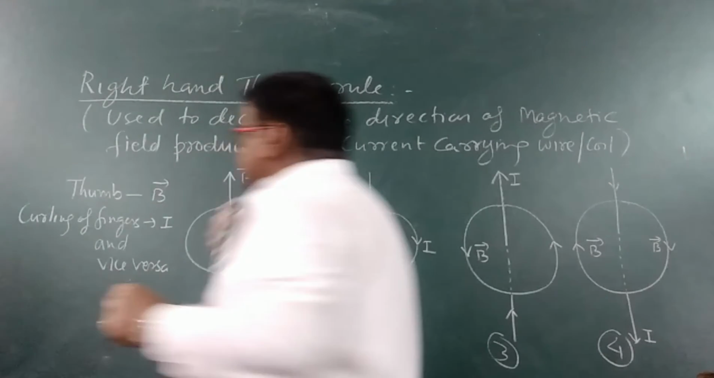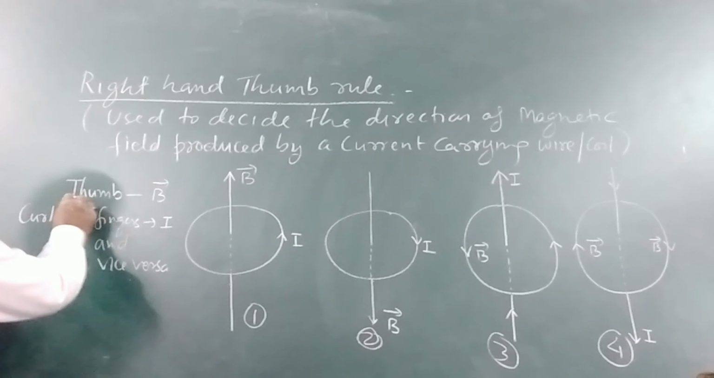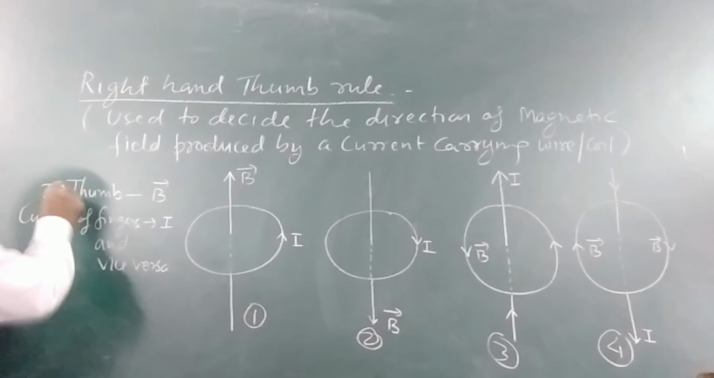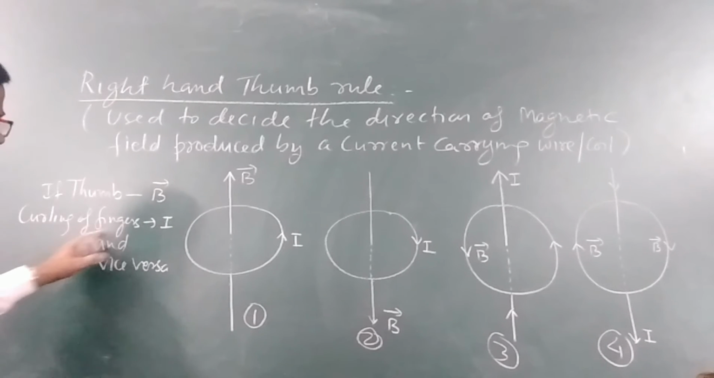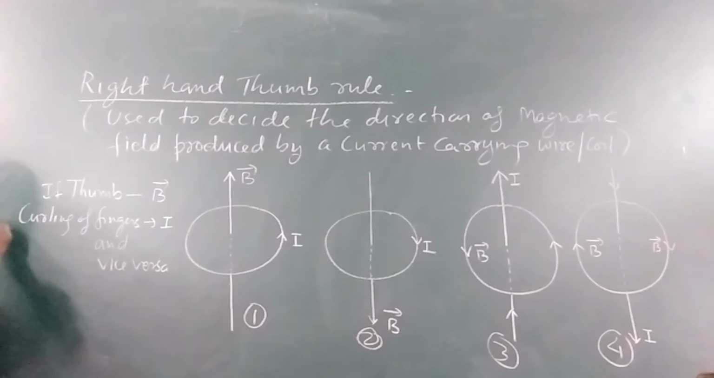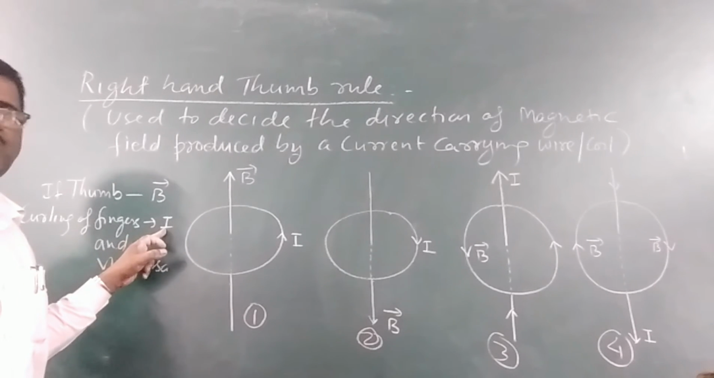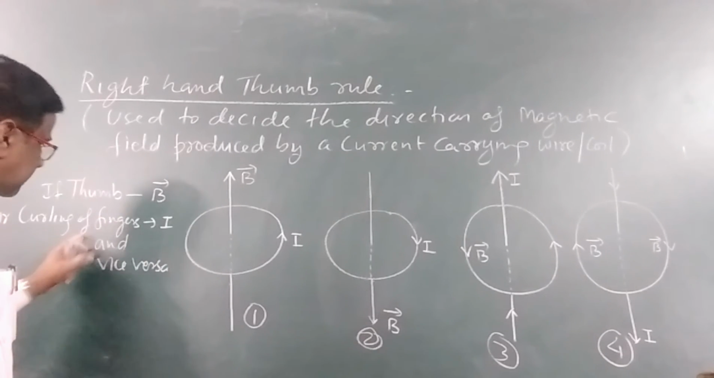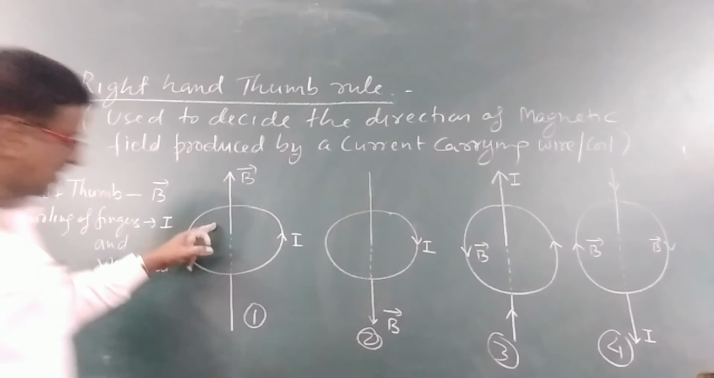So I have made three fingers here. I have written the summary here. If the thumb represents the magnetic field, B being the magnetic field, then the direction of curling of fingers will represent the direction of current. If this is the current, the thumb will represent the magnetic field. Okay? Here the figure is there.